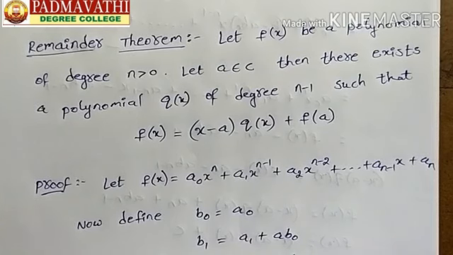Here, what is the meaning? For any polynomial f of x, a belongs to C. C means, in the sense, the complex number system. Then there exists a polynomial q of x of degree n minus 1, that is 1 less than the given polynomial. The given polynomial degree is n and the q of x degree is n minus 1, such that f of x equal to x minus a into q of x plus f of a. So this is the statement for this theorem. We can prove this.